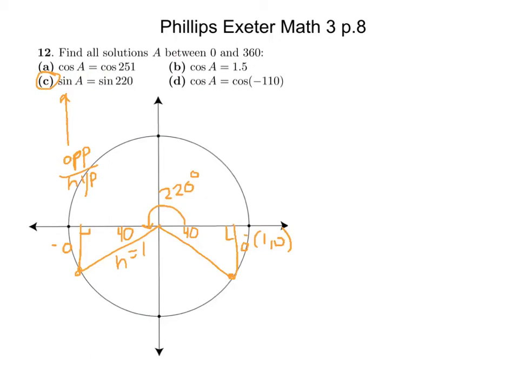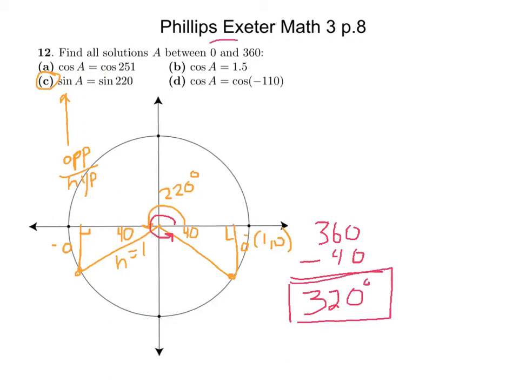So now, if we want to figure out that angle, we just start here, work around to there. That ends up being 360 minus 40. So 360 minus 40 is 320 degrees. And that is between our 0 and 360, and it's our only other solution.